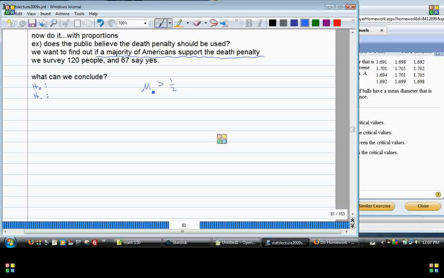Are we taking an average? We are not taking an average. What's another way of saying half? 0.5. Right. So in fact, that's how we're going to be writing this, as 0.5. So this is not a mean. We're going to write it as greater than 0.5. So we're not talking about means. What are we talking about? This is a proportion.